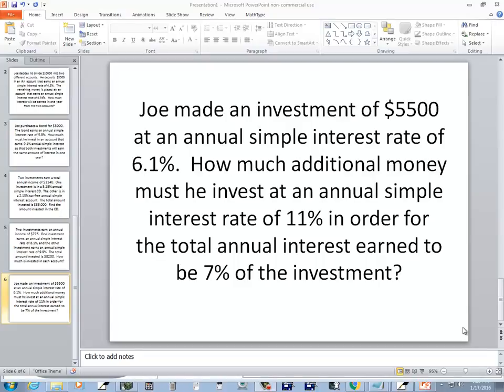Take a look at this problem. Joe made an investment of $5,500 at an annual simple interest rate of 6.1%. How much additional money must he invest at an annual simple interest rate of 11% in order for the total annual interest earned to be 7% of the investment?